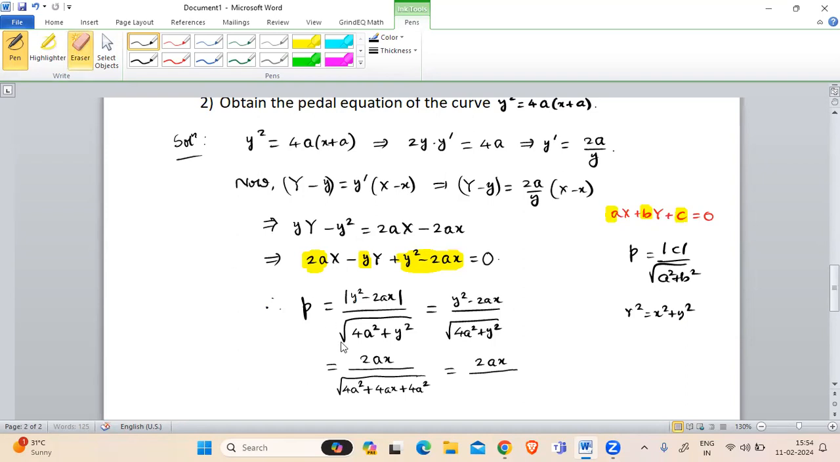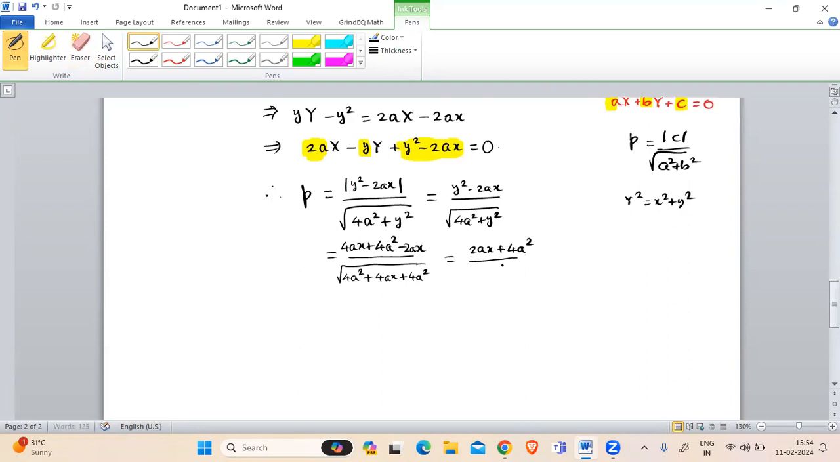And once again, in this term, the numerator will change. So now that I have substituted y square as 4a into x plus a, the numerator will be 4a into x plus a, that is 4ax plus 4a square minus 2ax. So this will turn out to be 2ax plus 4a square, right? Divided by the denominator, which will give me root of 8a square plus 4ax.